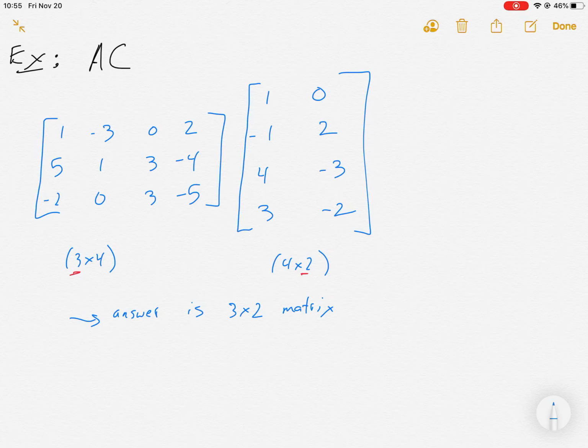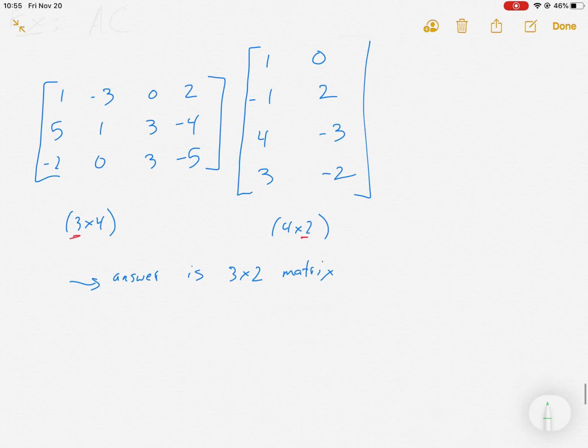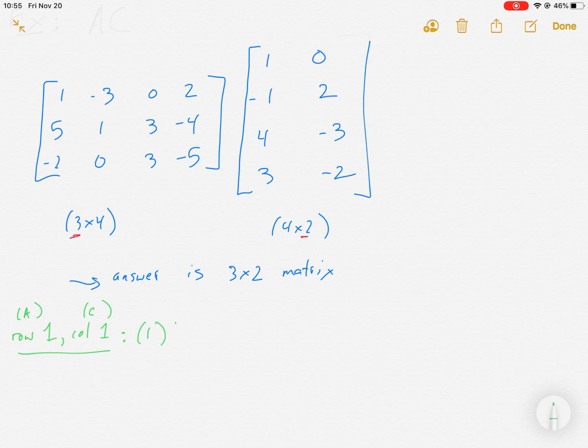Okay, so let's do it. We're going to mash up the different rows. So as an example, I'll do a couple of these. We would have row 1 from A, and then column 1 from C. And so that would give me 1 times 1 plus negative 3 times negative 1 plus 0 times 4 plus 2 times 3. And so that gives me 1 plus 3 plus 0 plus 6, so I'd end up with 10.